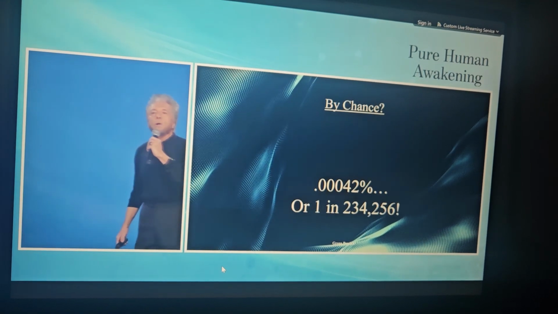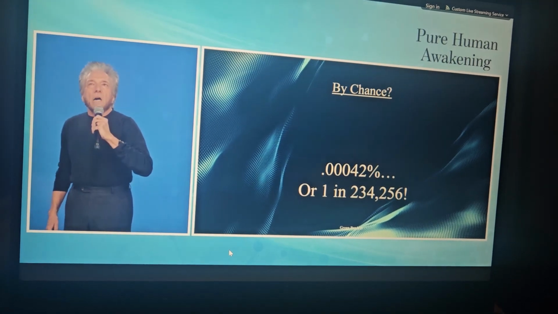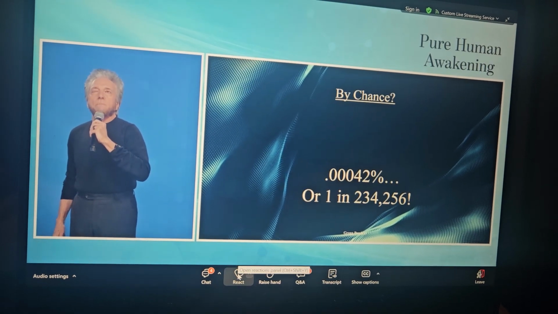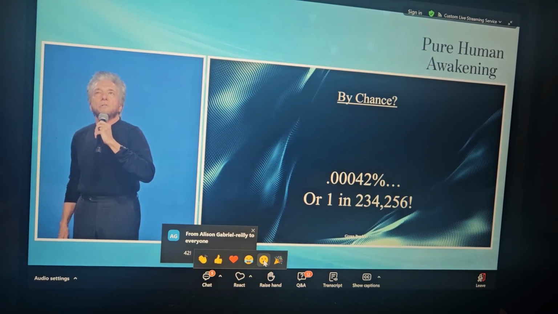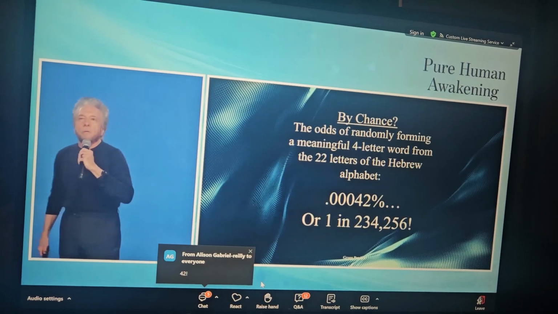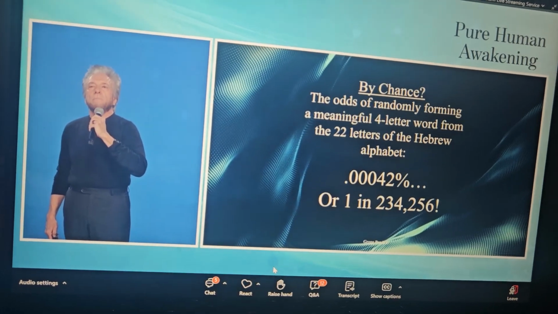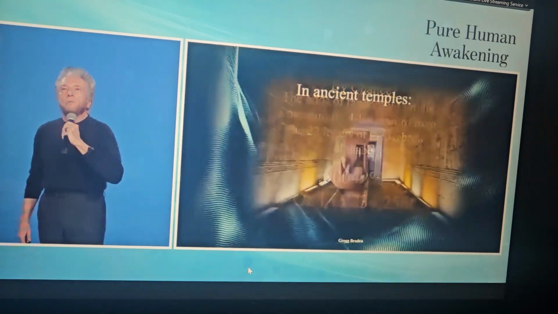0.00042%, or 1 in 234,256, implying that this appears to be intentional. This message is an intentional message. These are the odds of the DNA forming a meaningful 4-letter word from the 22 letters of the Hebrew alphabet. We have a message within our bodies.